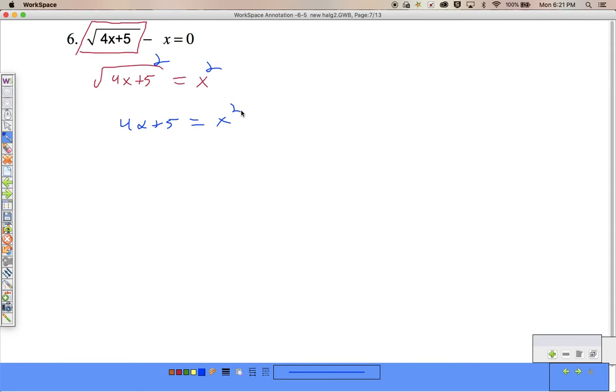So I get 4x plus 5 equals x squared, because again, we square to cancel a square root. All right, I have an x squared. So my first thought needs to be I have two answers, or potentially two answers. I could use the quadratic formula, I could complete the square, or I'm going to factor. X minus 5, x plus 1 equals 0. I'm going to get x equals 5 and a negative 1.